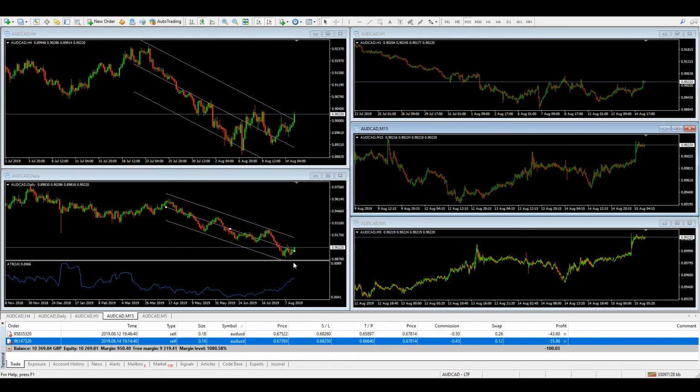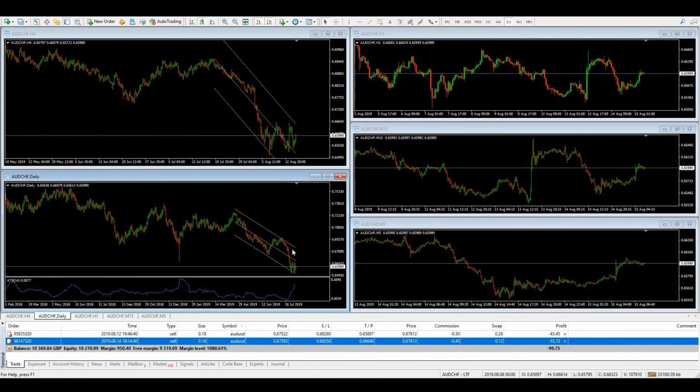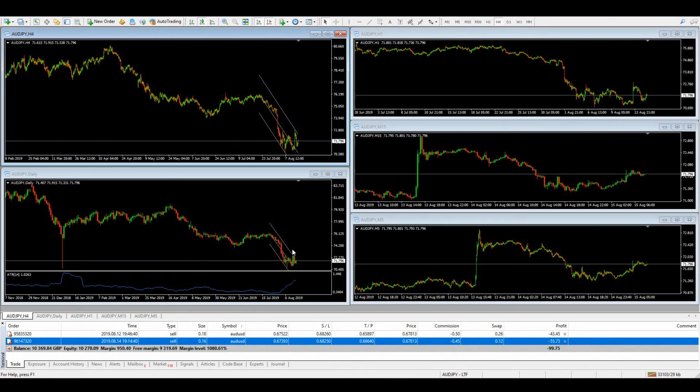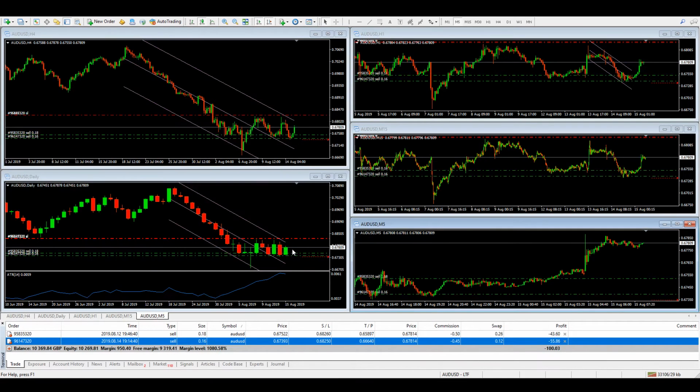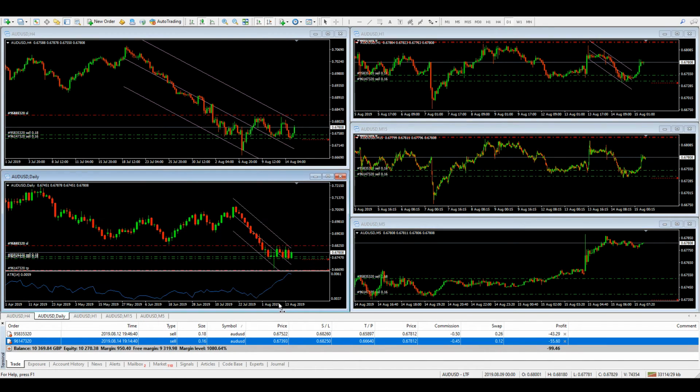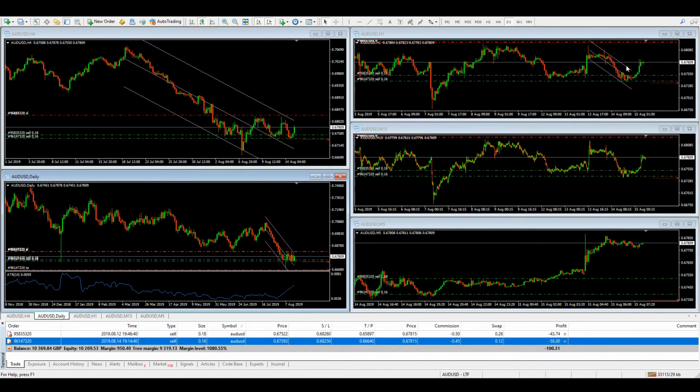So AUD/CAD, no, not at the moment. Too oversold, no. Already in this. Bear with me. I can't remember if I talked about this.